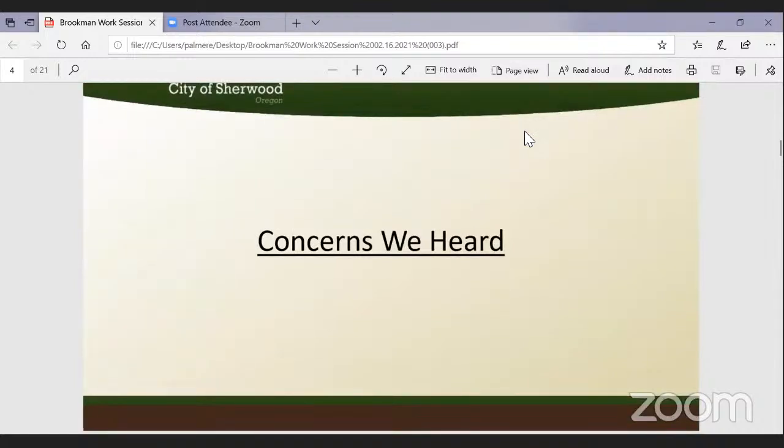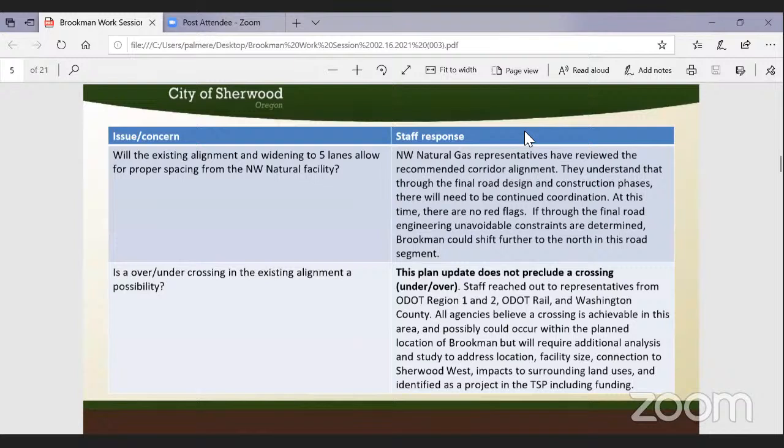So the concerns that we heard, and I'm just going to go through these. The first concern that we heard had to do with widening to the 5 lanes to allow for proper spacing from the Northwest Natural Facility. We've engaged Northwest Natural representatives throughout this process. They have reviewed the plan, and right now they don't see any red flags, but we know that when we design the road and go through final road design, we'll have to coordinate with Northwest Natural Gas again to see if there are any unavoidable constraints, and if there are some engineering solutions out there that we could do.